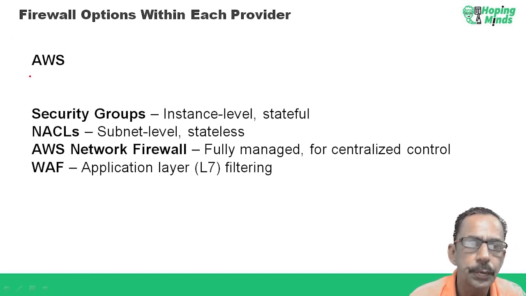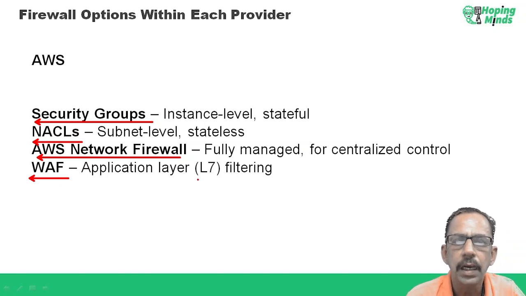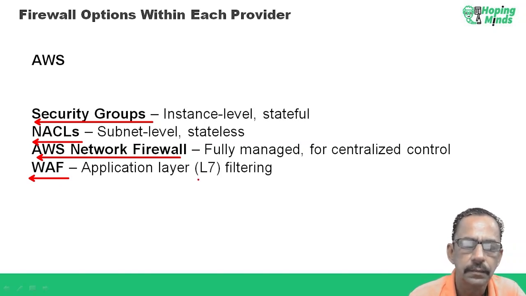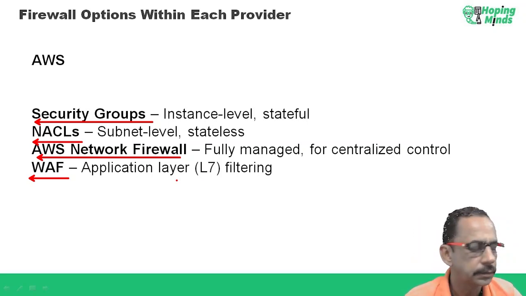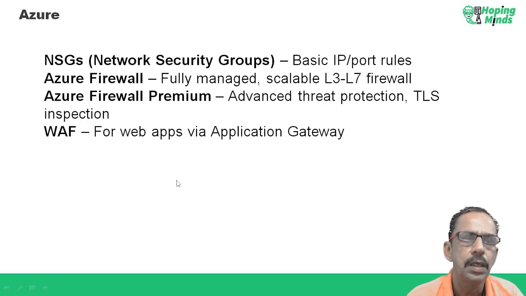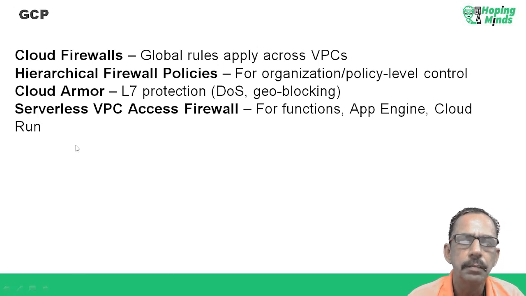Firewall options within each provider. AWS uses security groups. I have shown you practically on the console also. It uses the NACL, network access control list, network firewall, and WAF, web application firewall at layer 7, to protect your data and your infrastructure from any type of attack. In Azure, it is known as NSG, Network Security Group, Azure Firewall, Firewall Premium, and WAF is also available. So these are according to the different providers. The purpose is the same, but they use different names.